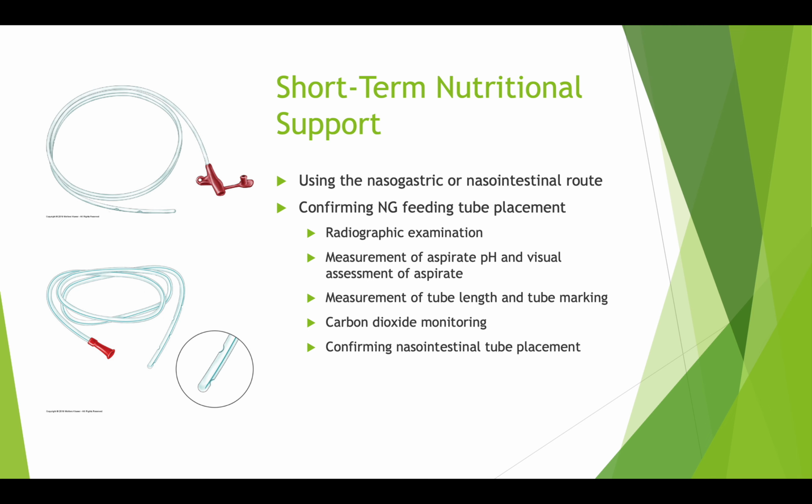So we confirm the NG feeding tube with radiographic examination. When we place it and before we use it, we measure and aspirate the pH, and we do a visual assessment of the aspirate. Measure the tube length, and that should be recorded, and every time you should measure that, the tube marking. Carbon dioxide monitoring if it's warranted, and confirming the nasointestinal tube placement.